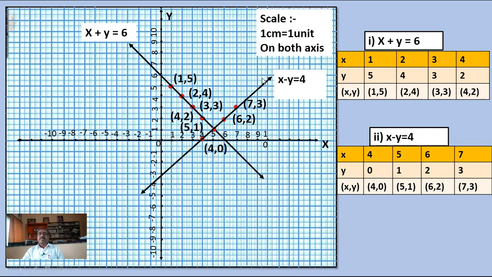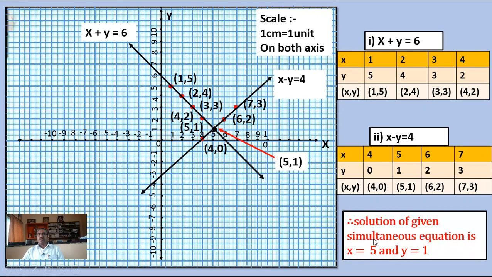The two lines intersect each other at this point, and the coordinates of this point are: x coordinate is 5, y coordinate is 1. Therefore, the solution of the given simultaneous equation is x is equal to 5 and y is equal to 1. In this way, we solve the given simultaneous equation by using the graphical method.